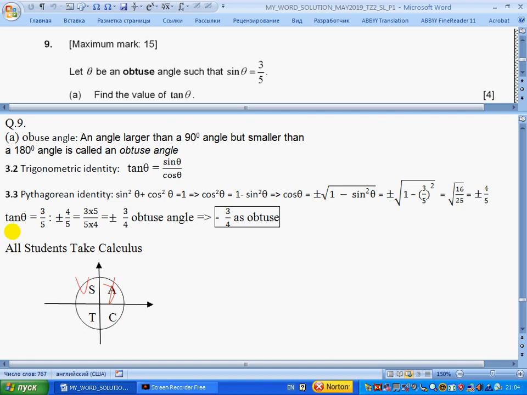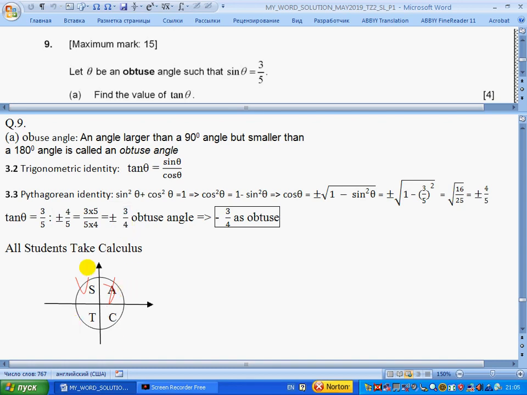Then returning to tangent and using sine over cosine, we divide 3 over 5 by plus or minus 4 over 5, and we get plus or minus 3 over 4. So we should decide, is it plus or minus?